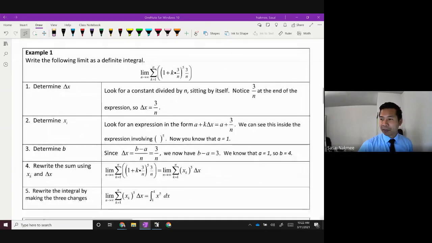Let's just look at a problem here. This one's already done for us. I'm going to go ahead and highlight this through here for you. All right, so step 1. Let's take a look at step 1. Step 1, determine delta x.